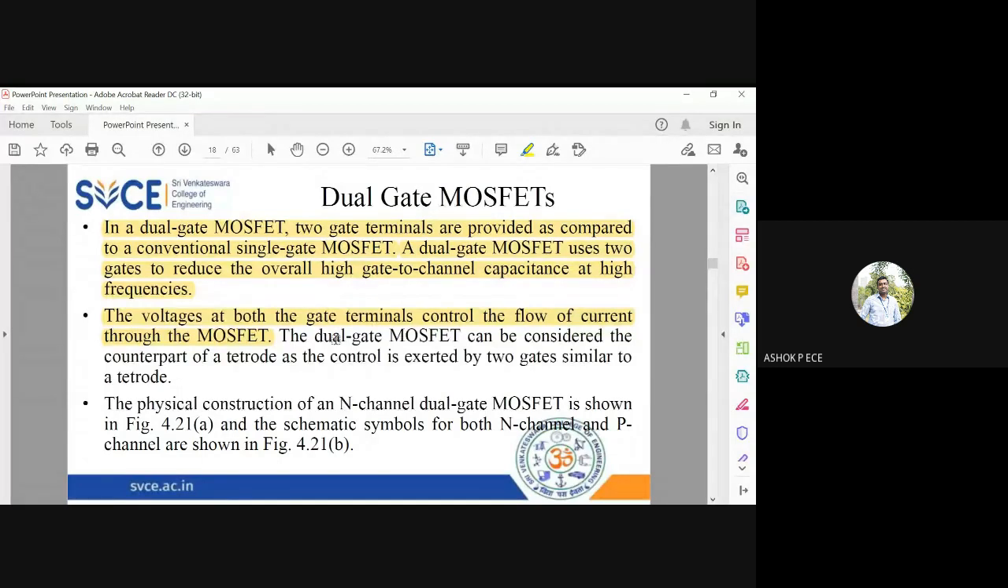And since the device is going to have four terminals, you can consider this device a tetrode. Tetrode is a four-terminal device. It is a general name for a four-terminal device.